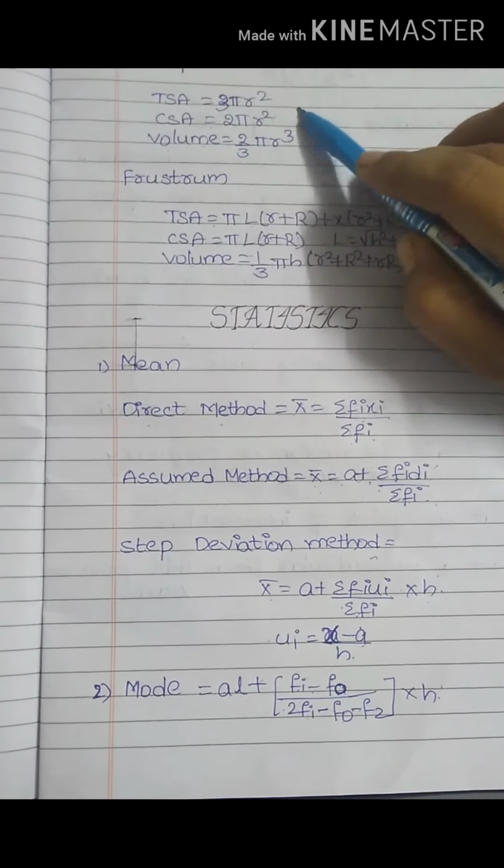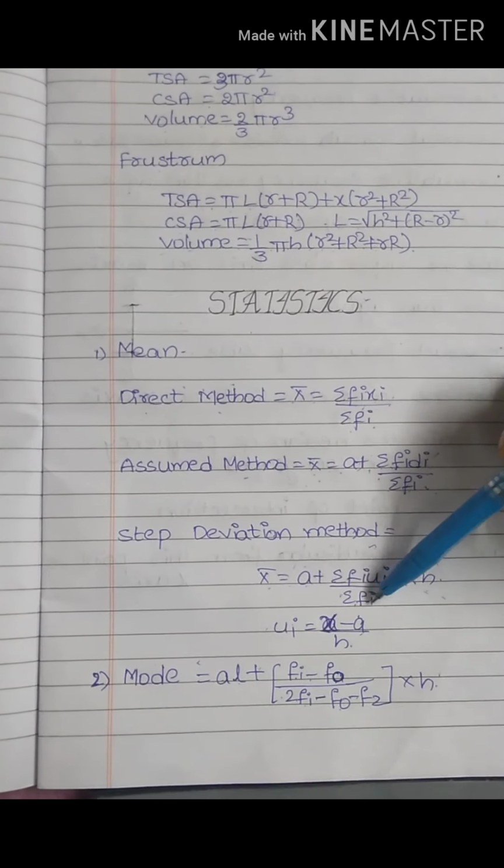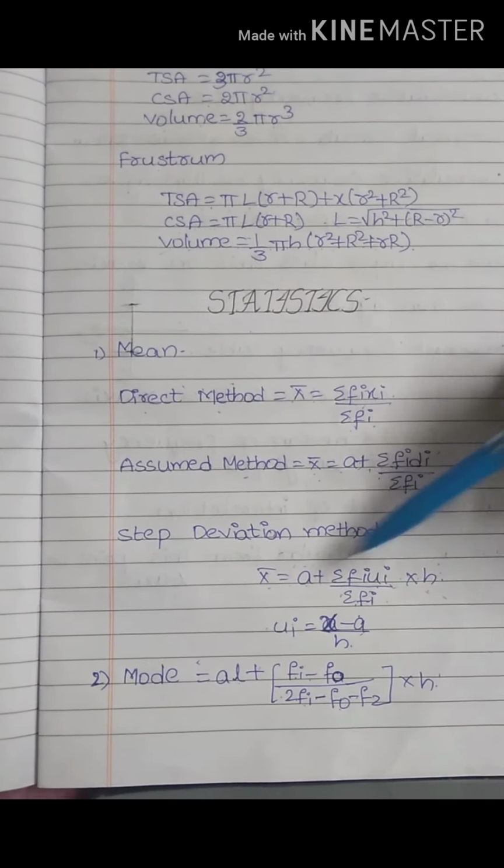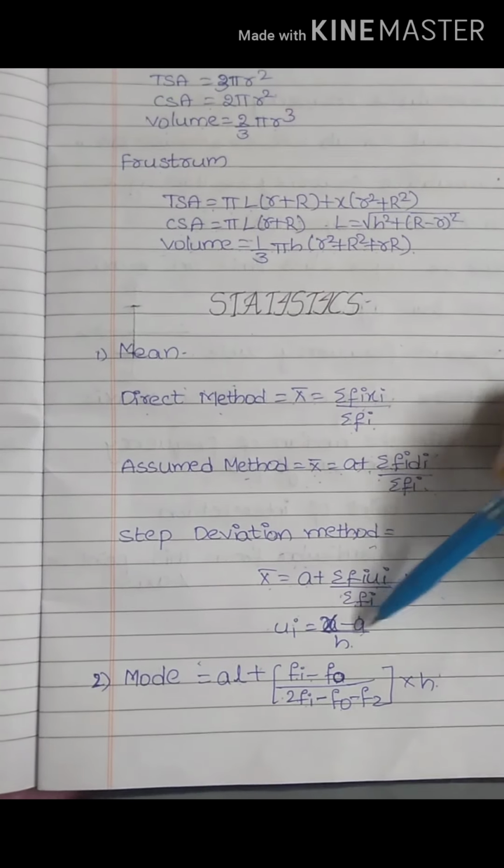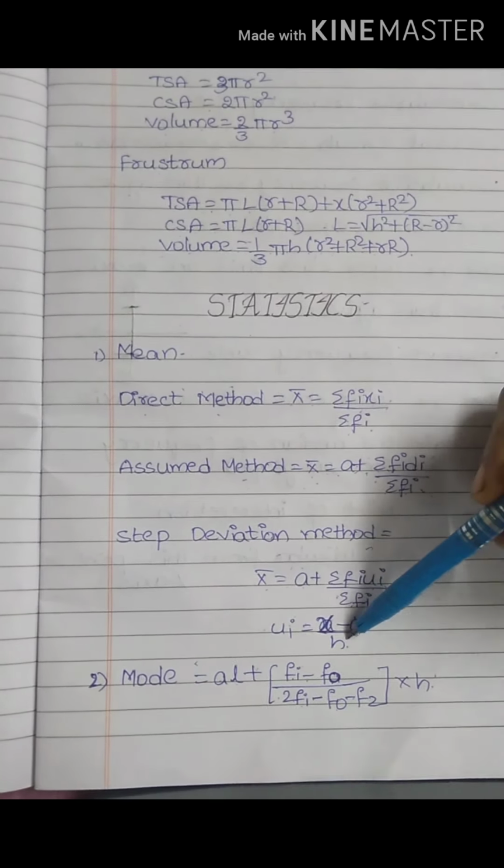Next, statistics. Mean, mode, median. There are three methods for the mean: direct method, assumed mean method, step deviation method. Direct method: x bar is equal to sigma fi xi by sigma fi. Assumed mean method: x bar is equal to a plus sigma fi di by sigma fi. Step deviation method: x bar is equal to a plus sigma fi ui by sigma fi into h, where ui is equal to x minus a by h.